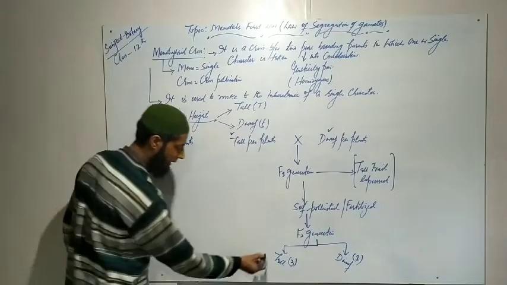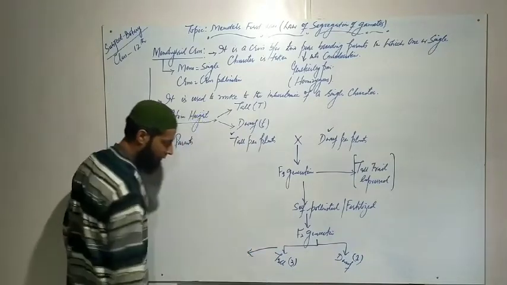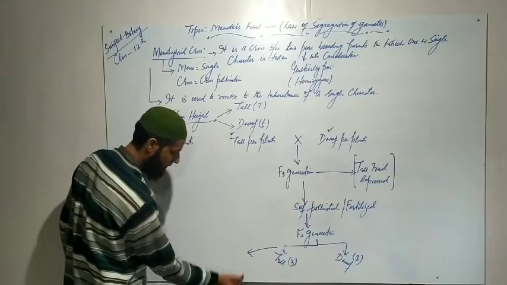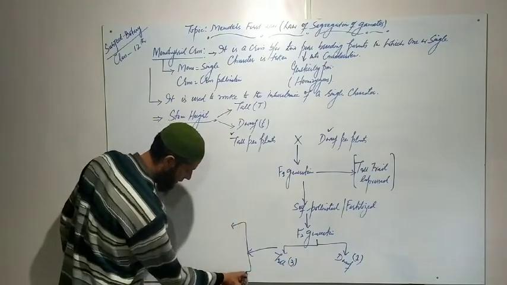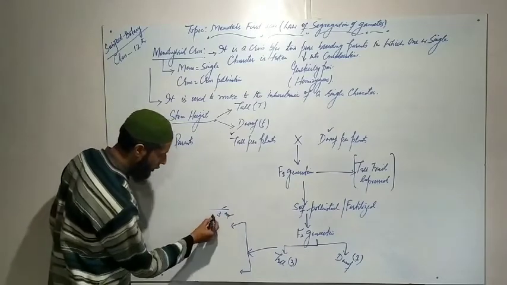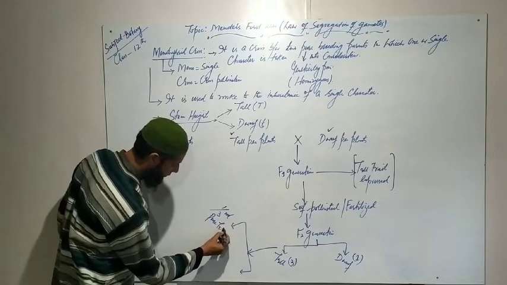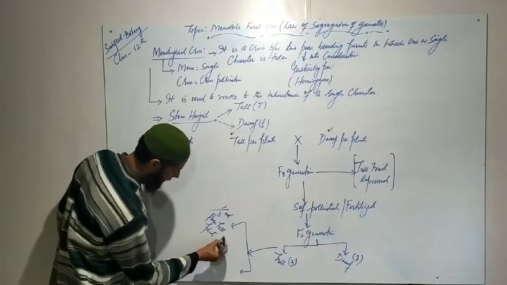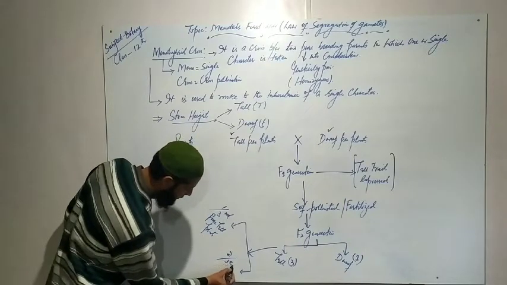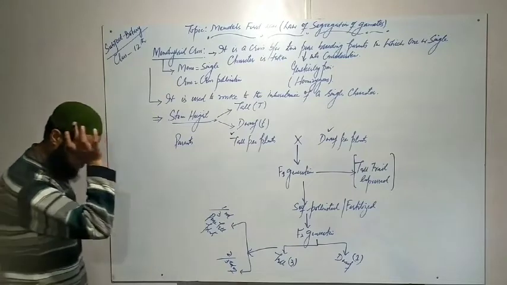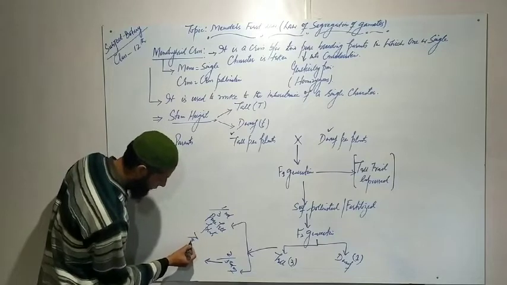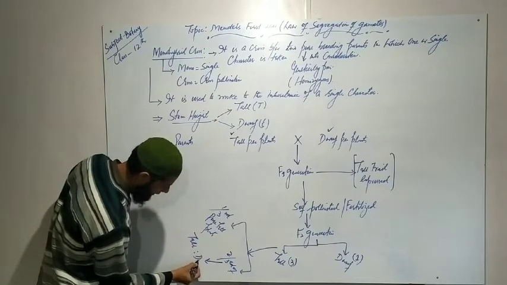When we go for another generation, that is F3, of the tall plants, that means the 3 parts, 1/3 of the tall plants always give rise to pure tall plants on self-pollination, whereas 2/3 of the tall pea plants again give rise to tall and dwarf in the ratio of 3:1.